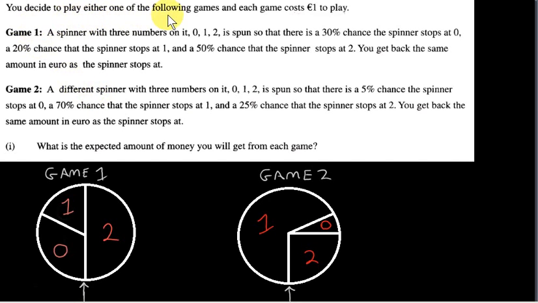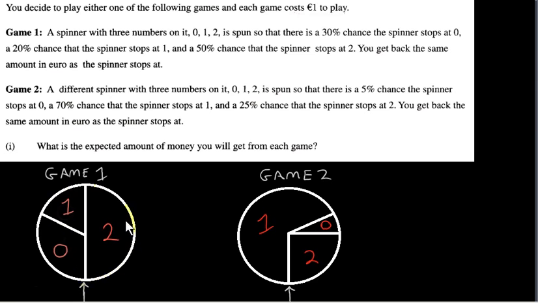You decide to play either one of the following games, and each game costs €1 to play. In game 1, a spinner with 3 numbers on it, 0, 1 and 2, is spun so that there is a 30% chance that the spinner stops at 0, a 20% chance that the spinner stops at 1, and a 50% chance that the spinner stops at 2.